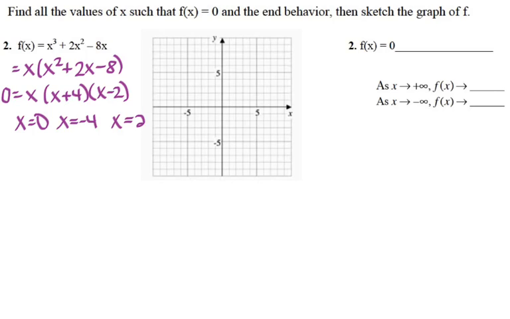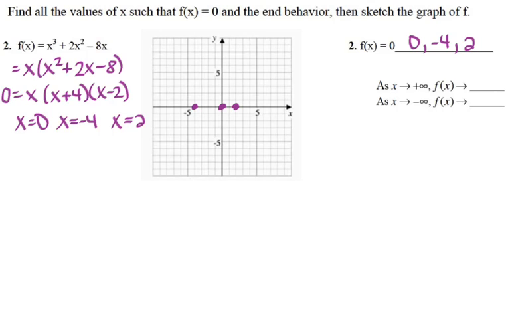So I'm going to go ahead and put those numbers on the line. So I have 0, negative 4, positive 2. I can go ahead and plot those 3 points. So there's my one at 0, my one at negative 4, and my other one at positive 2.